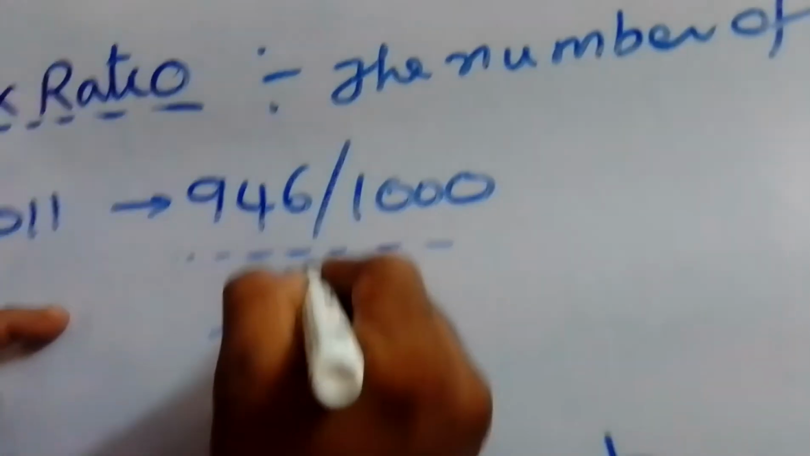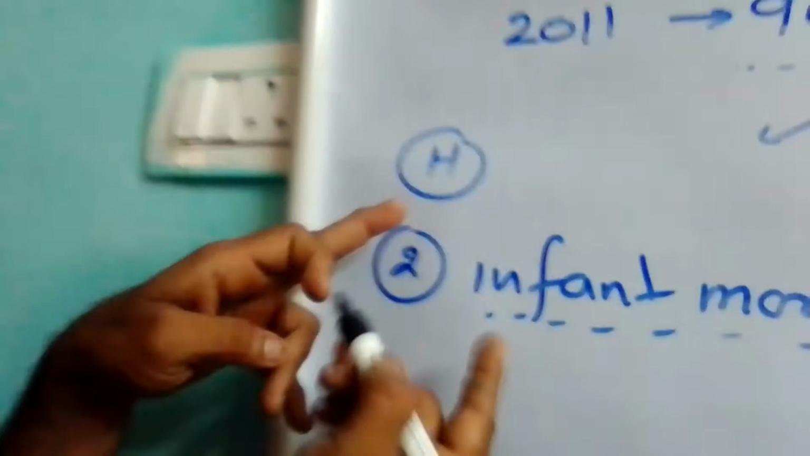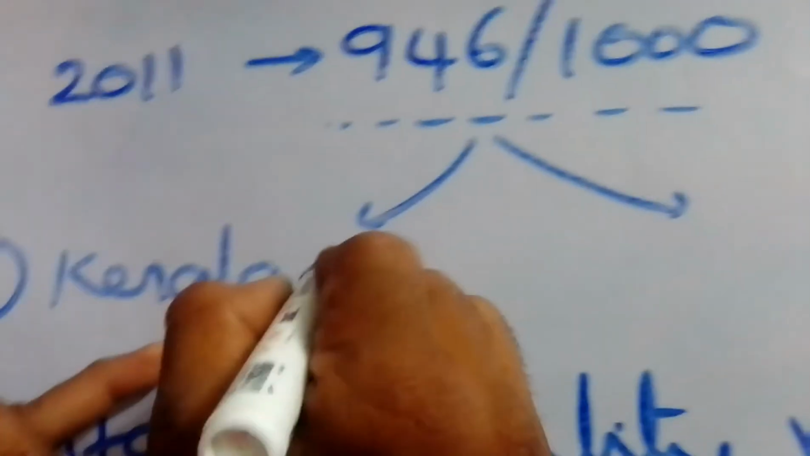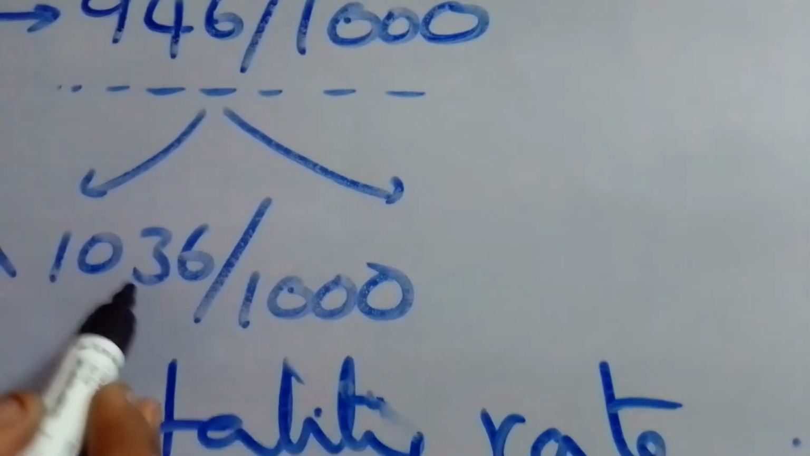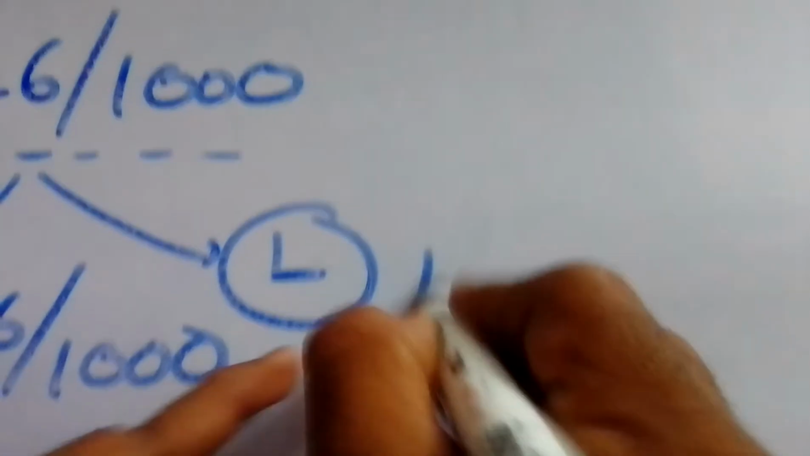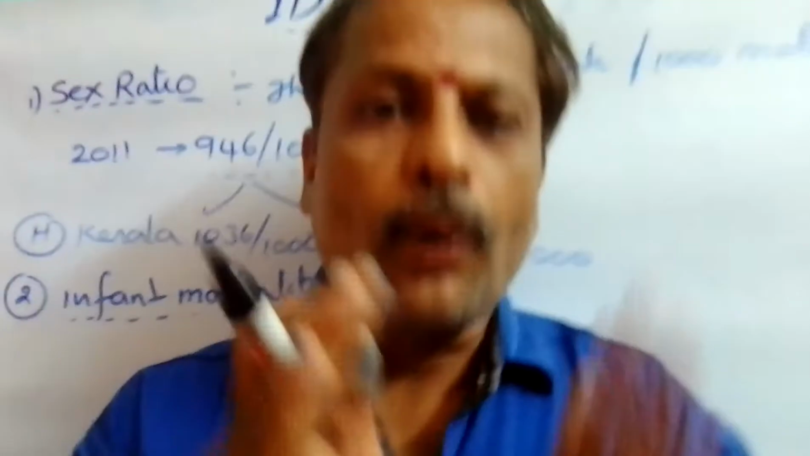Suppose we see the state-wise sex ratio. The highest sex ratio is observed in Kerala, that is 1036. It means 1036 females per 1000 males. Whereas the lowest sex ratio is observed in Haryana, where it is just 879 females per 1000 males. It means we are observing the highest sex ratio and the lowest sex ratio.